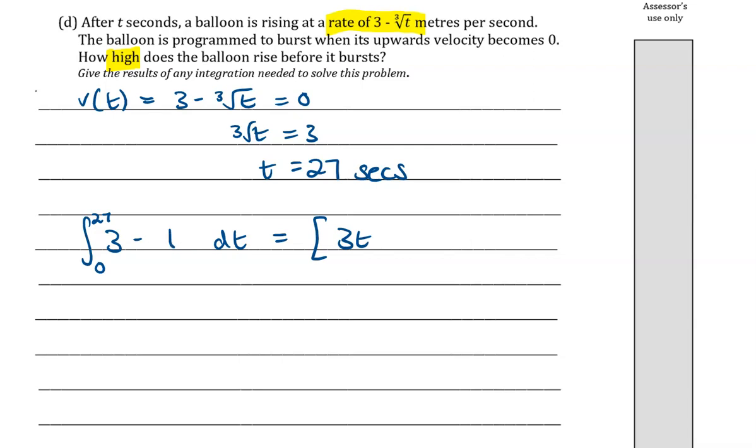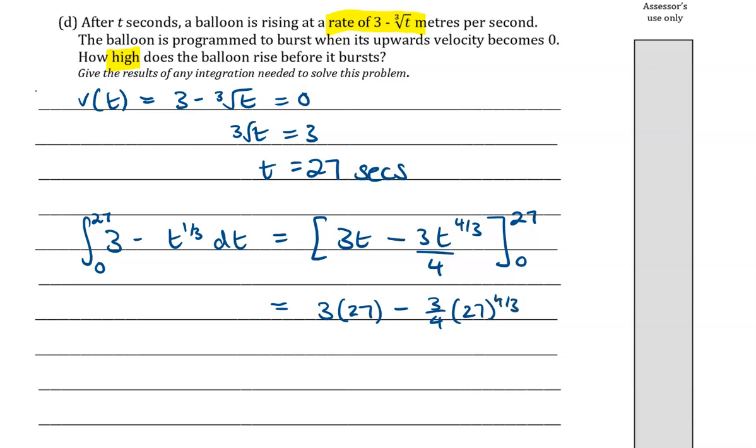The cube root of t, that's t to the 1/3. So this becomes minus t to the 4 over 3 divided by 4 over 3. So 0 to 27. If we substitute in those limits, we've got 3 times 27 minus 3/4 of 27 to the 4 over 3. If we put 0 in there, it's going to come out to 0 on both of those terms. So this will give us our answer of 20.25, and we're measuring in meters.